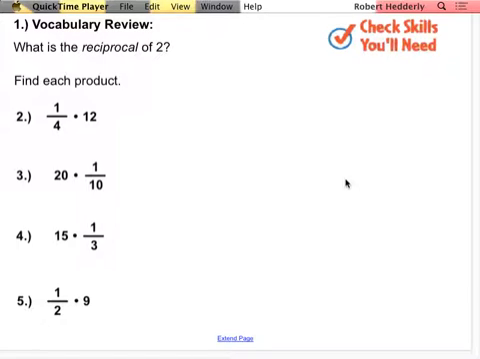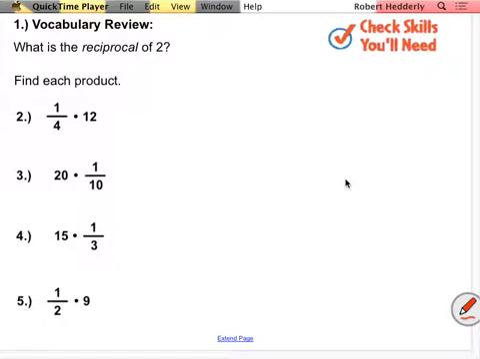Okay, this is second semester math, seventh grade, unit 2, lesson 2. Vocabulary review, what is the reciprocal of 2? Does anybody have the answer? Can you walk me through that answer? Miranda. 2 as a fraction would be 2 over 1.